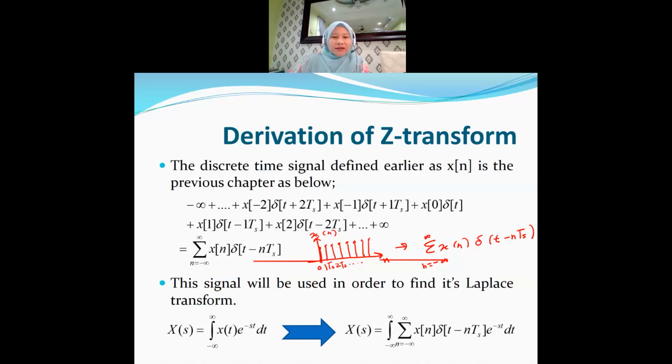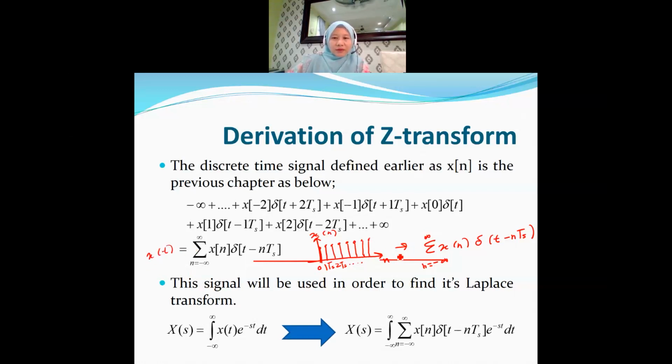Okay, this signal will be used in order to find its Laplace transform. So if Laplace transform X(s) equals the integral of x(t) exponent negative st dt, then X(s) is equal to the integral of, because we know that x(t) equals this one line, this one. So this is x(t).